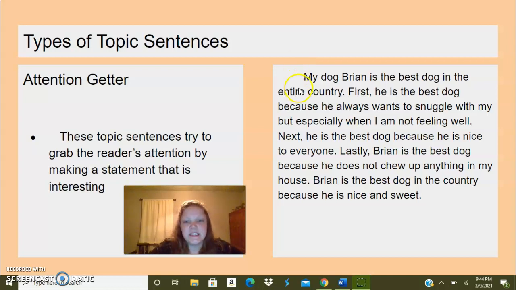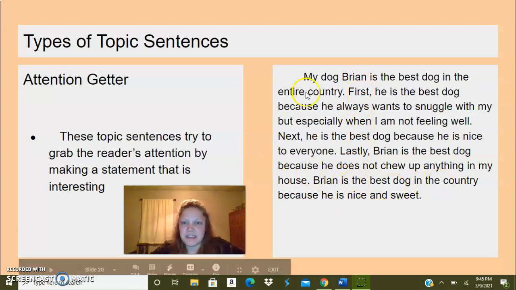So I indented or put a space before my topic sentence. My topic sentence was an interesting statement, or an attention getter. I then used transition words to write my three supporting key details. And then I ended with a conclusion that restated my topic sentence.